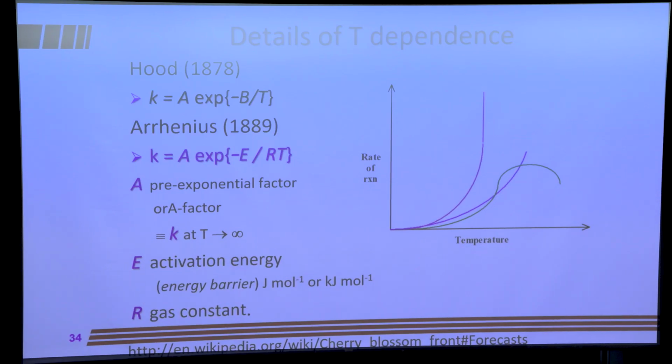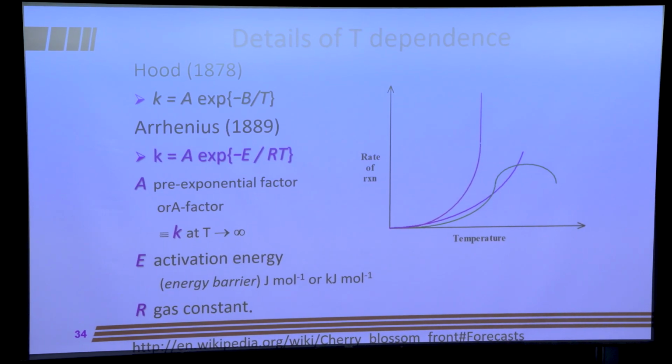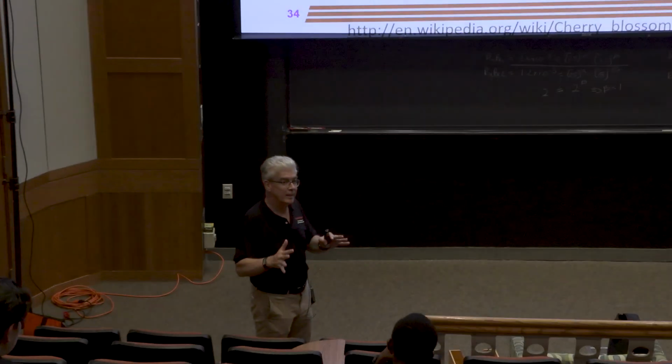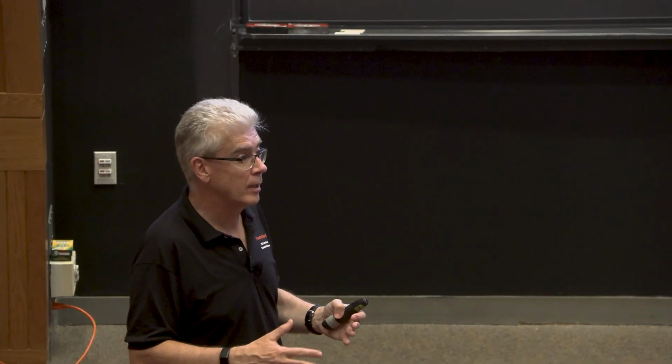There's one thing here, just for my undergrads, I have these slides as well. If you go to this website and look at the cherry blossom front, in Japan the cherry blossom is very important, and they like to know when it's going to happen. But if you look at the equation that they use to predict when the cherry blossom front is going to arrive, it's an Arrhenius temperature dependence.